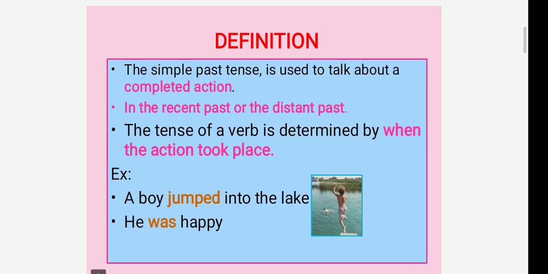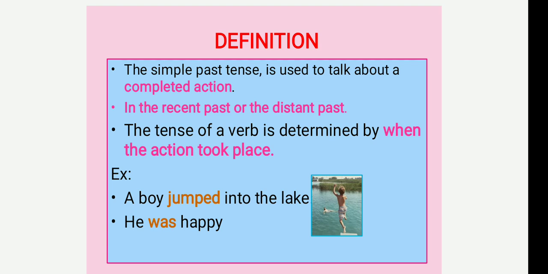Let us learn. What is simple past tense? The past tense is used to talk about the completed action. The actions may be completed in the recent past or in the distant past. It doesn't matter, but it is used to speak about only the completed action. In past tense, the tense of a verb is determined by when the action took place. Here the verb itself says that the action has completed in the past because we are going to use the V2 form of the verb, that means the past form of the verb in a sentence to refer that the action has completed.